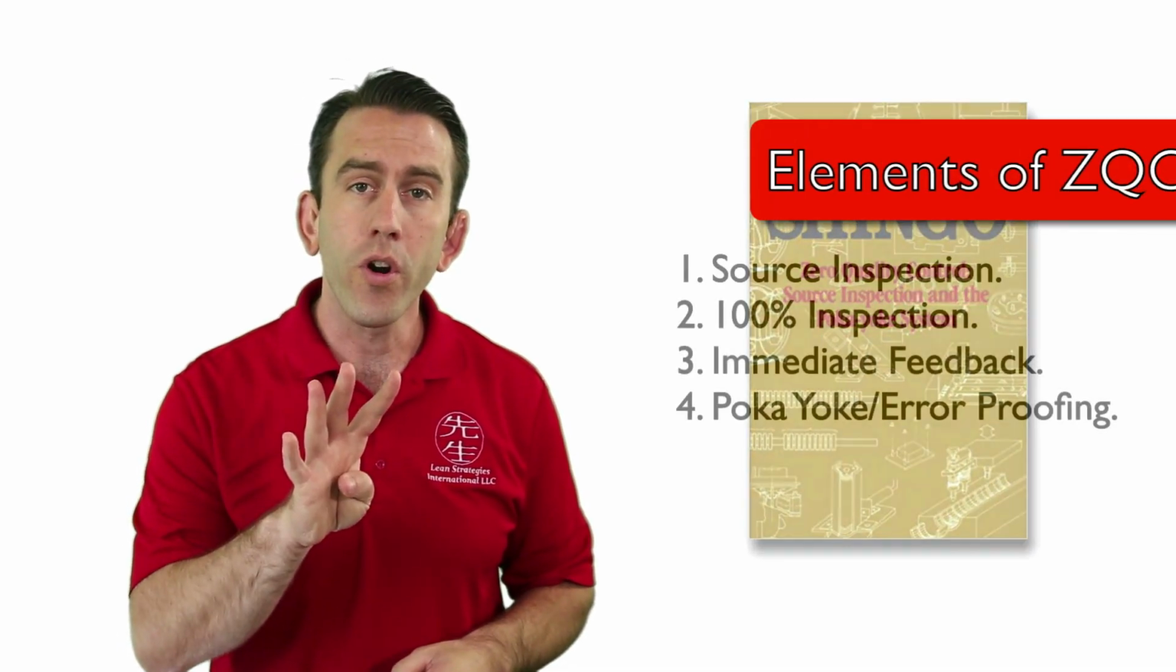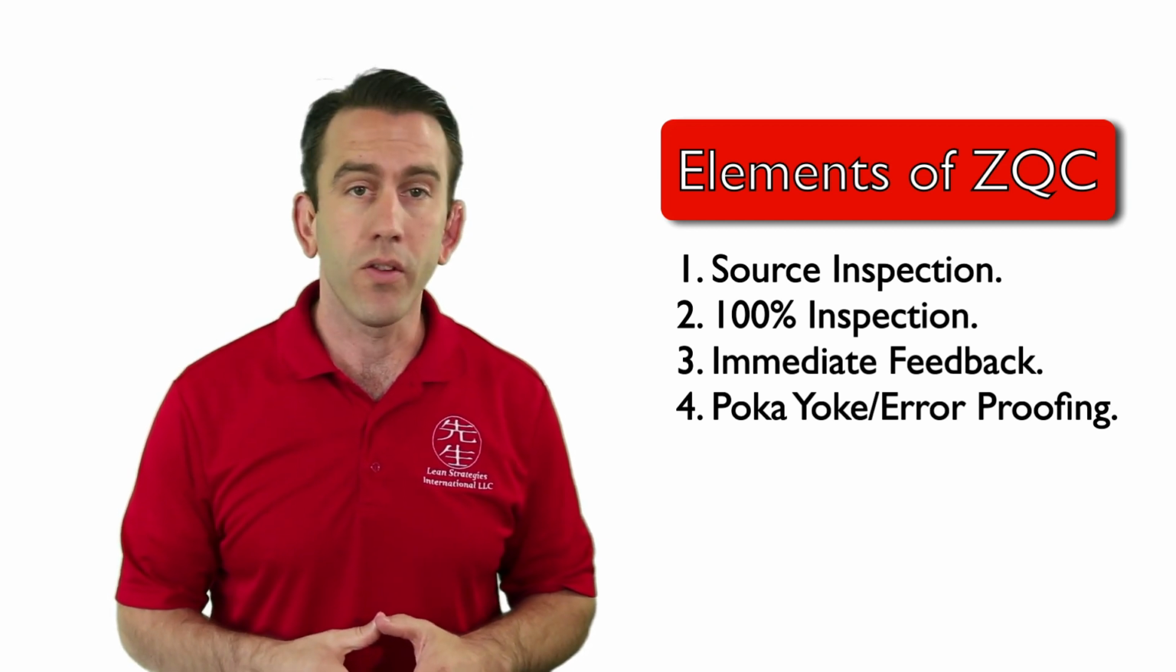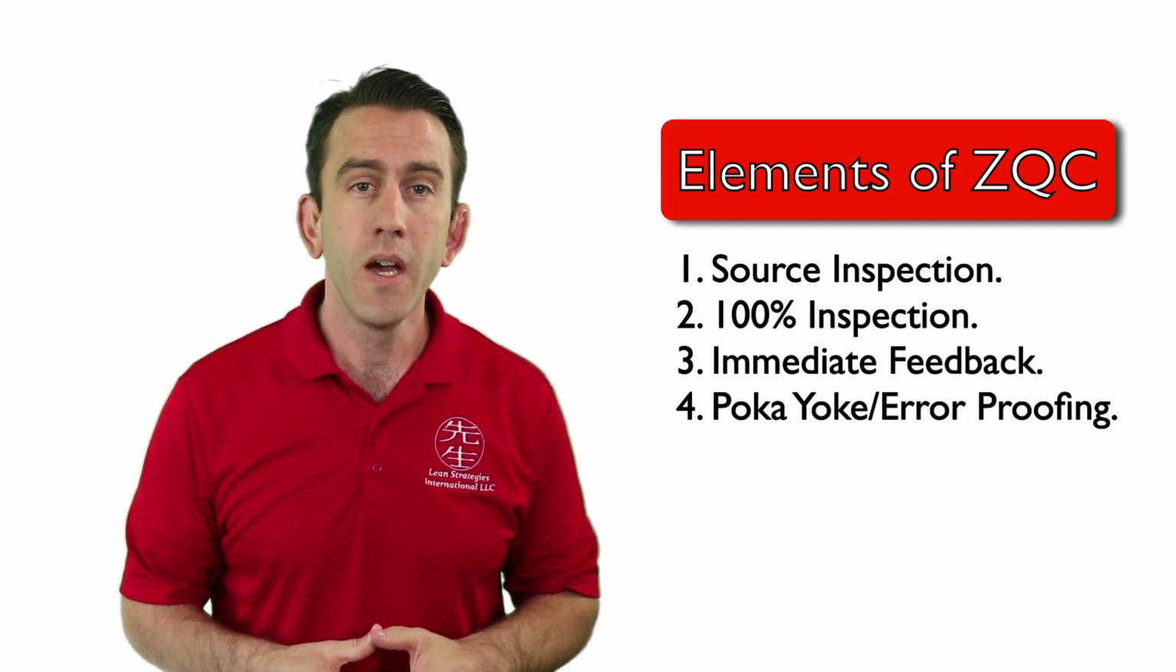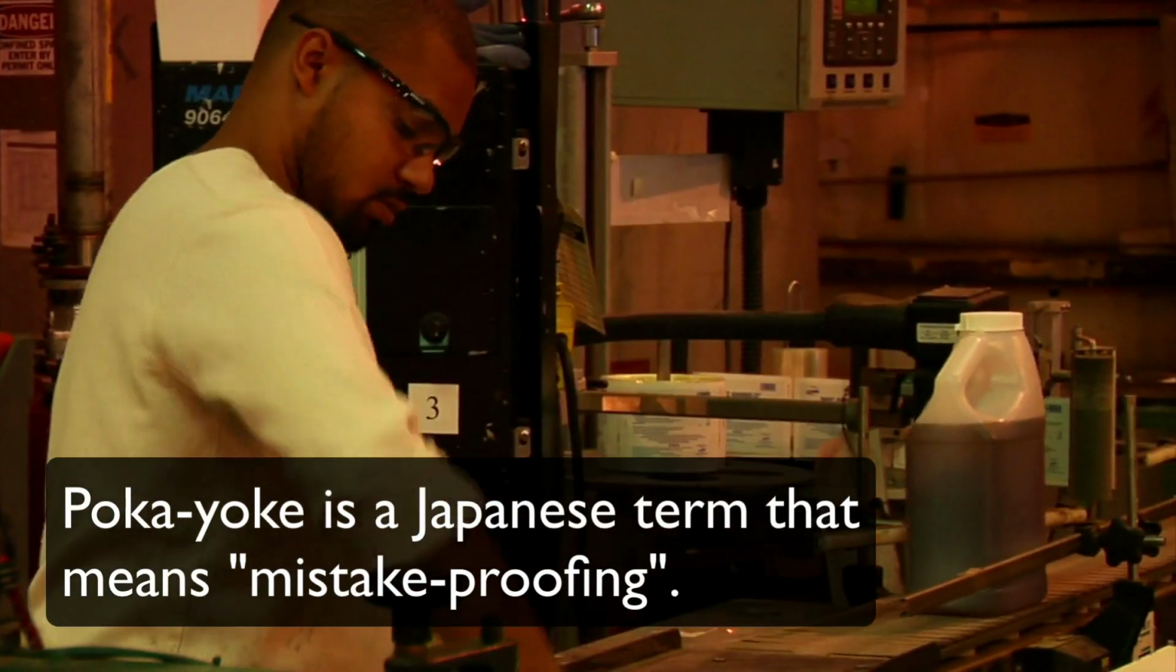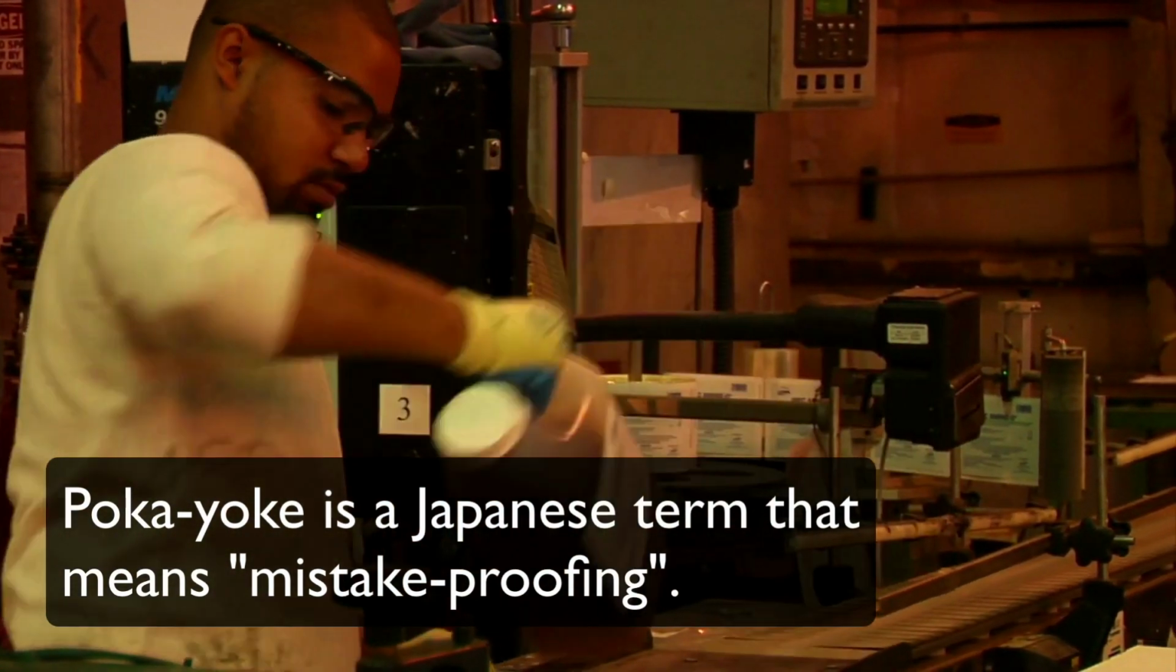Errors, mistakes, and accidents all can quickly turn to defects. As we've learned, the ZQC system, developed by Shigeo Shingo and shared in the book Zero Quality Control, Source Inspection, and the poka-yoke system, uses 4 different elements to achieve its goal of 0 defects. The 4th element is one of the most popular in continuous improvement, poka-yoke. Poka-yoke is a Japanese term that means mistake proofing.